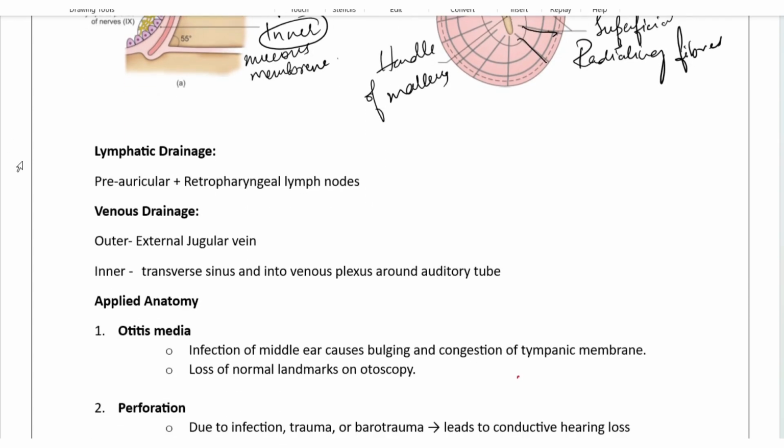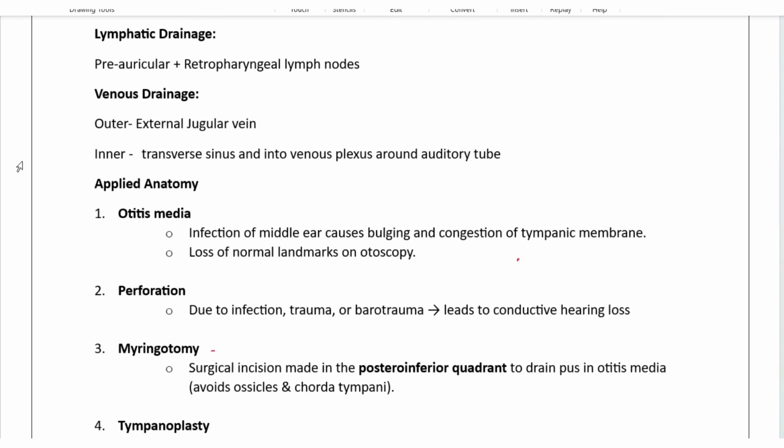Okay. Now coming to the lymphatic drainage is by the preauricular and retropharyngeal lymph nodes. Venous is again divided into outer and inner. Outer is by the external jugular vein. Inner is by the transverse sinus into the venous plexus around the auditory tube.